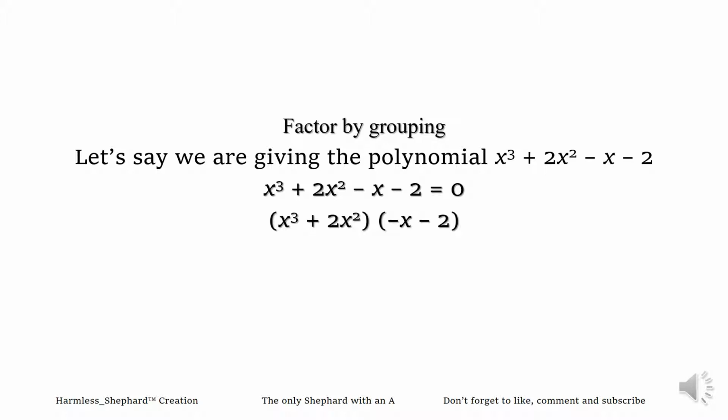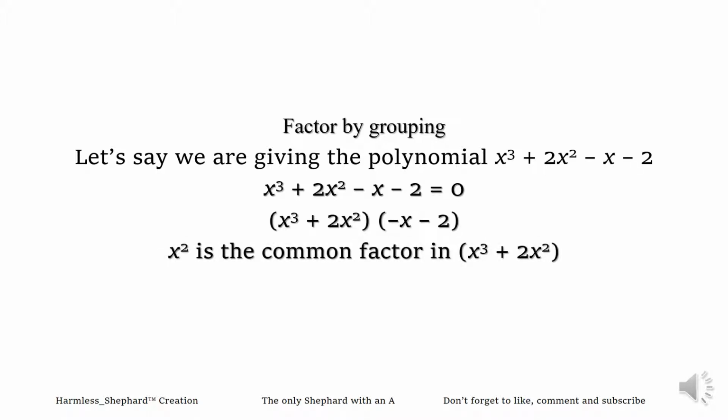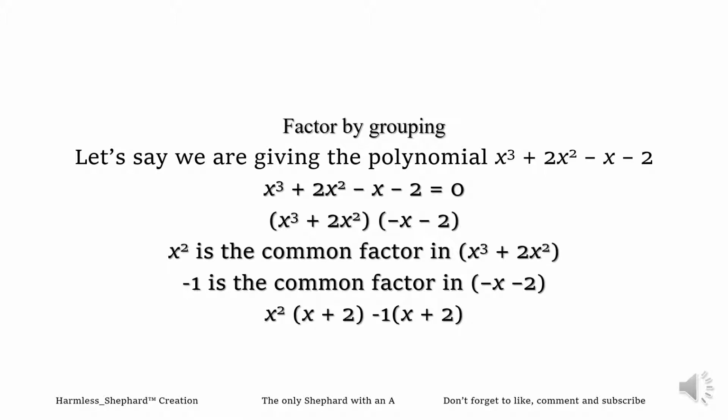As you can see, in the first group, x squared is common, and in the second group, minus 1 is common. So we now simplify the group.